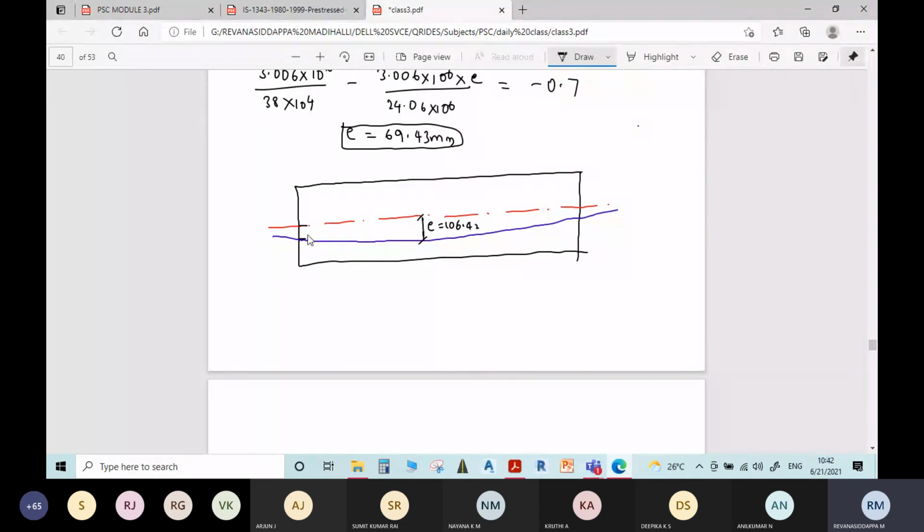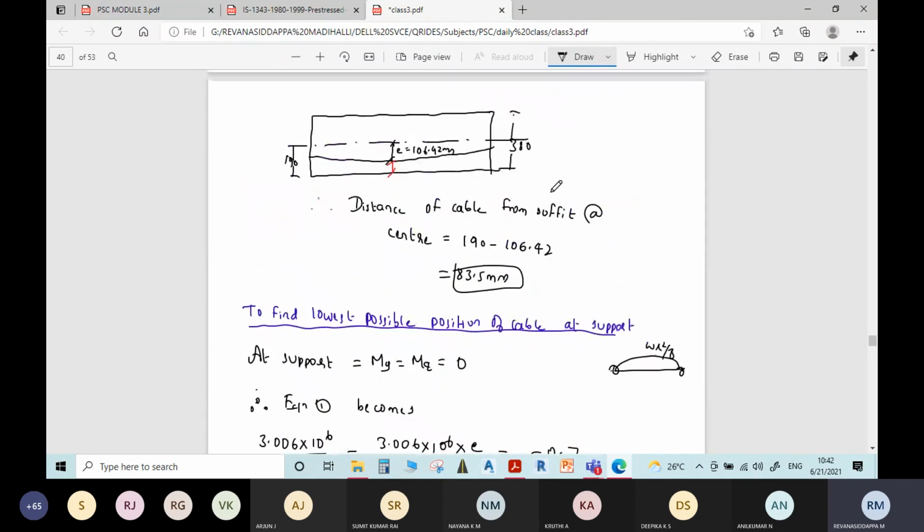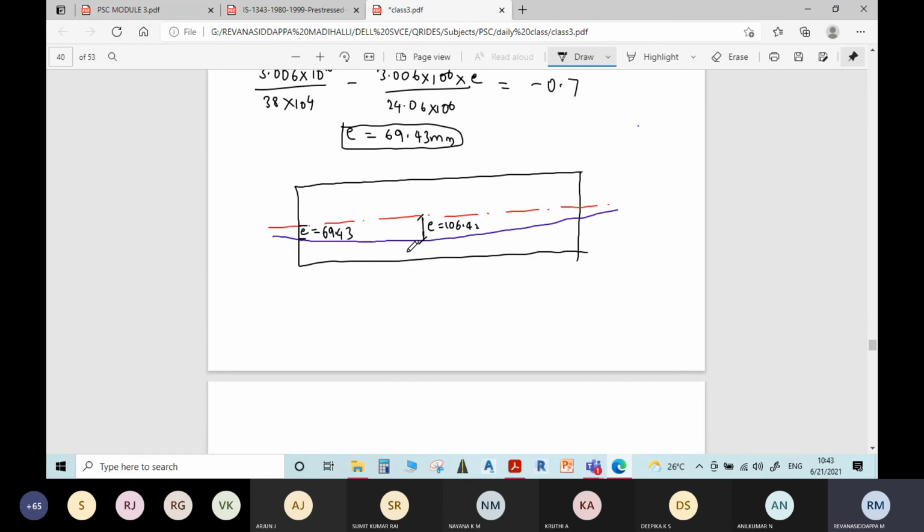At the support, eccentricity is equal to 69.43. Here the distance of the cable from the soffit is 83.5 mm. Similarly, at the support you find the distance of the cable from the soffit of the beam, from here to here. This will be 190 mm, the distance of the neutral axis from the soffit.